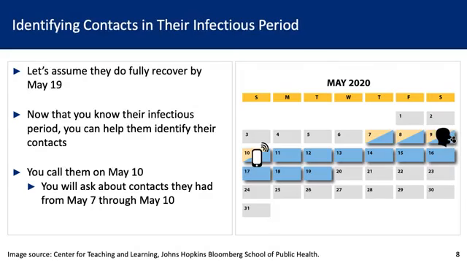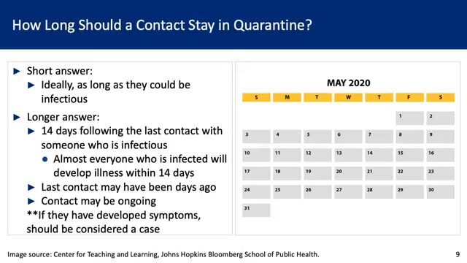So on this slide, the days of their infectious period are shown in blue, and we assume that we called the case on May 10th. And you're going to ask them about the contacts they had since May 7th. Those are shown here also in yellow. We assume that after you call them, from May 10th through May 19th, they're isolating themselves, so they're not going to have any additional contacts. So in your discussion with them on May 10th, you'll need to list out everyone they had contact with since May 7th. Now that you've identified the contacts, you'll need to help them calculate how long they should quarantine.